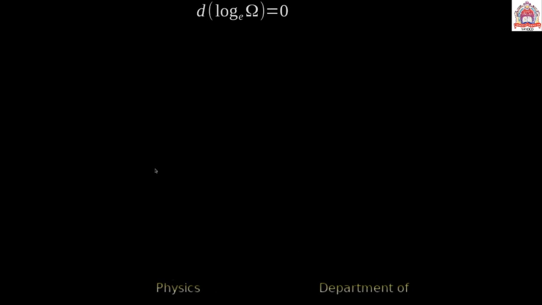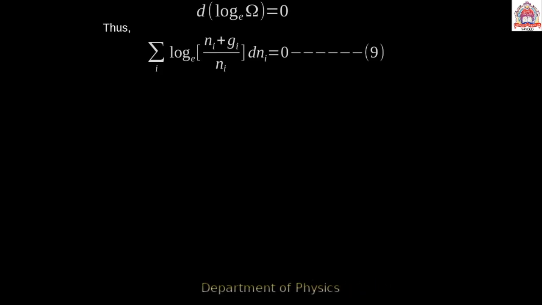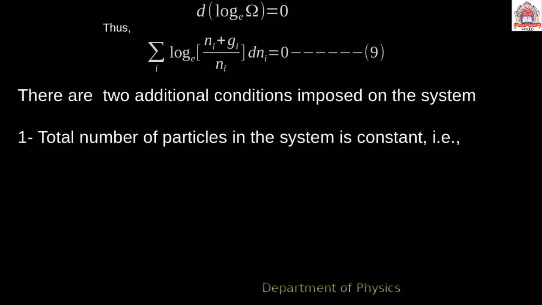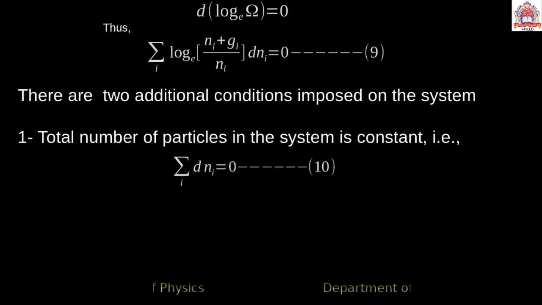So d log of probability is equal to 0. So the term becomes summation over i of log_e((n_i plus g_i)/n_i) dn_i is equal to 0. There are two identical conditions imposed on the system, that is, summation n_i is equal to N is equal to constant. So the total number of particles in the system is constant, so summation dn_i is equal to 0.